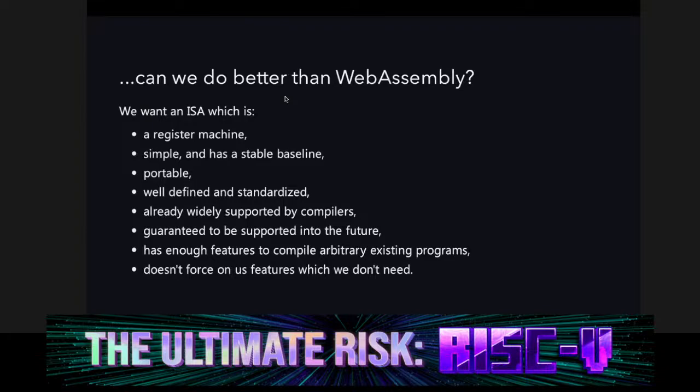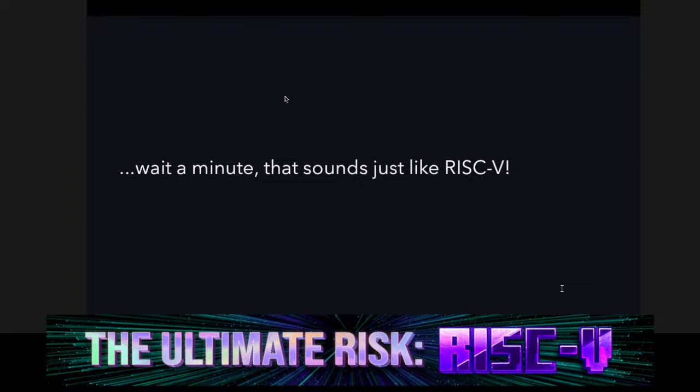We're looking at timescales of like 10, 20, 30 years. Has enough features to compile arbitrary existing programs, but it doesn't force on us features which we don't want or need. So wait a minute, doesn't that sound just like RISC-V? And yes, exactly. That's what we were thinking when we surveyed this whole landscape of alternatives to WebAssembly.